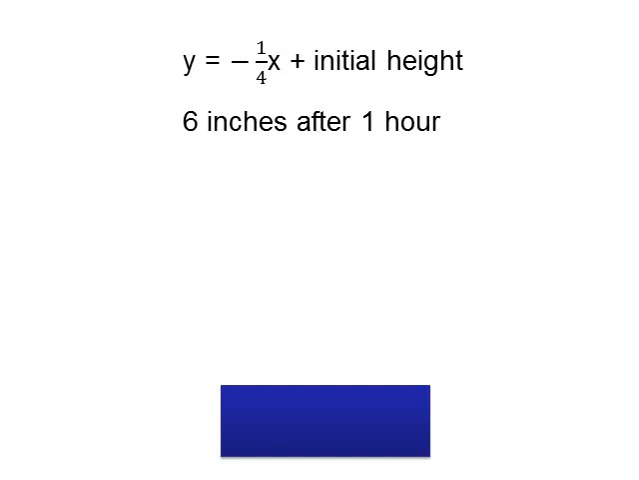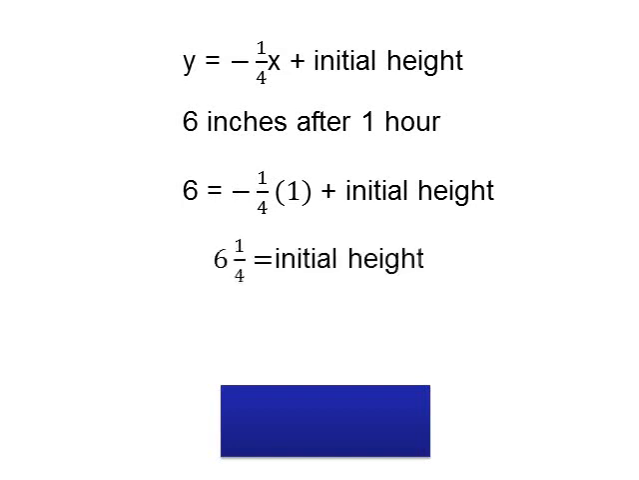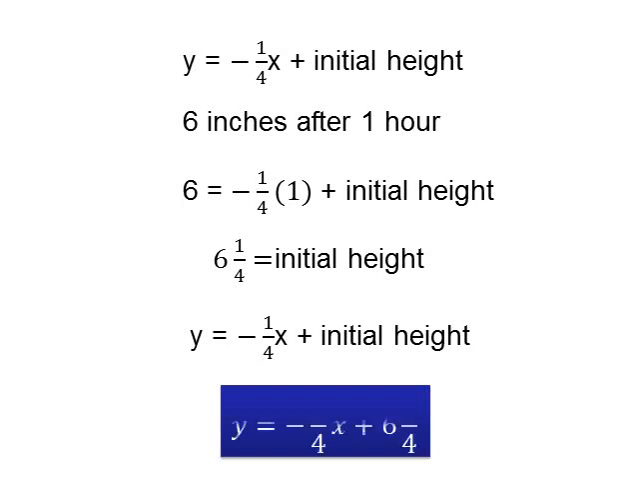So I know when x is 1 hour, the time, y is 6, because 6 is the height. So I can plug those in. I know that has to work because it's been told to me in the problem. So 6 equals negative 1/4 times 1 plus the initial height. That means when I add 1/4 to both sides, because 1/4 times 1 is negative 1/4, I know the initial height is 6 1/4, right? I already knew from the first thing I wrote that y equals negative 1/4 x plus initial height, and I know the initial height is 6 1/4 now, so y equals negative 1/4 x plus 6 1/4.